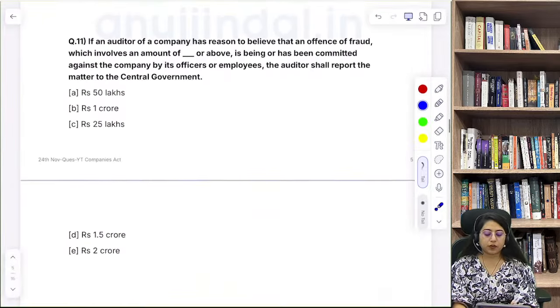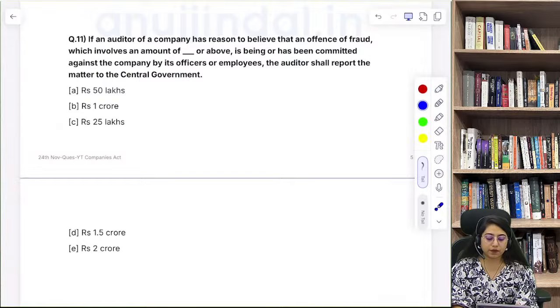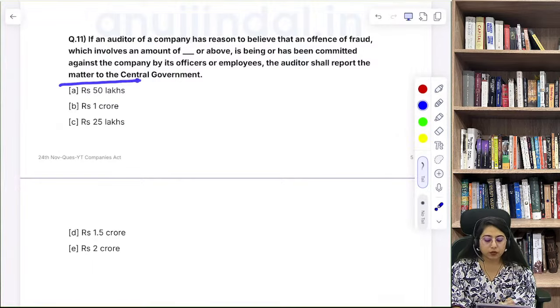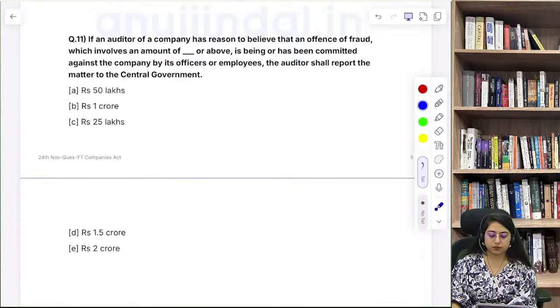If an auditor of a company has reason to believe that an offense of fraud which involves an amount of dash or above is being or has been committed against the company by its officers or employees, the auditor shall report the matter to the central government. Amount of how much? Question number 11.